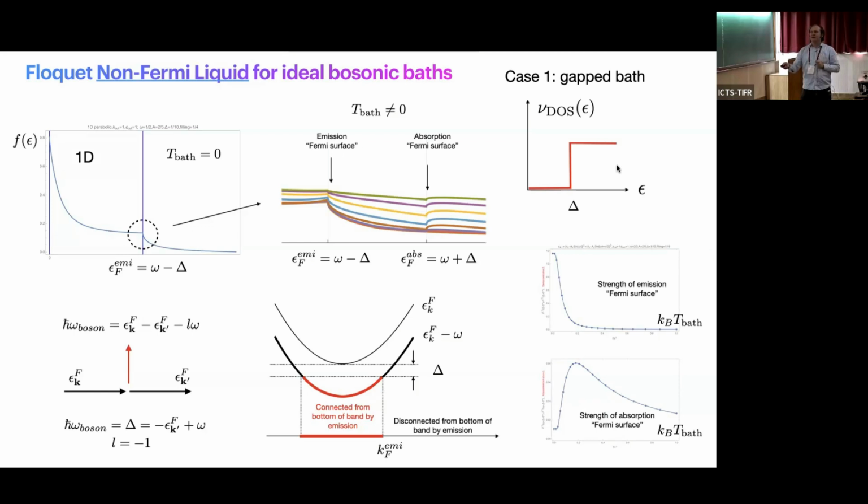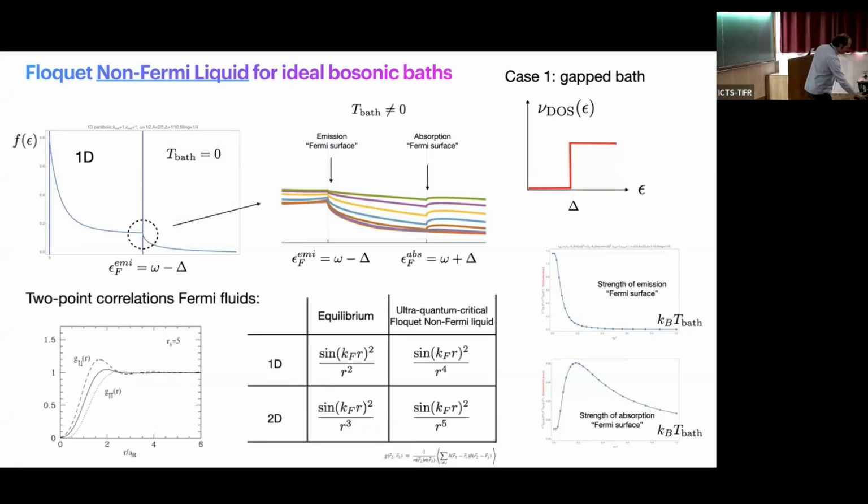And so this opens up a set of transitions that connects only 2 regions in momentum space. So those that are connected to the bottom of the band by emission, and those that are disconnected. And these kinks appear at the boundary of those 2 regions. That's how these Floquet Fermi surfaces appear. But the amazing thing is they are there at finite temperature. They are sharp, so these Fermi surfaces are sharp at finite temperature.